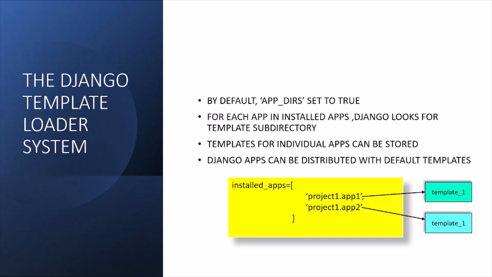Now let's say you want Django to load template 1 from app 2. But what Django is going to do, it's going to look into the template subdirectory of app 1 first. And because it finds template 1 there, it will load template 1 for app 1 rather than what you wanted, which was the template 1 from the app 2 subdirectory. To resolve this, we use template namespacing.